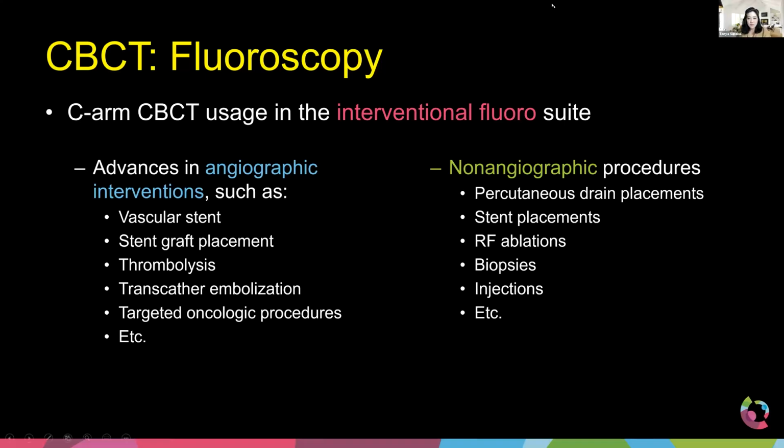I see. Does the professor have any comments or additional questions? I would like to ask whether radiation therapy also uses cone beam CT, and is it the same as the fluoroscopy cone beam or not?